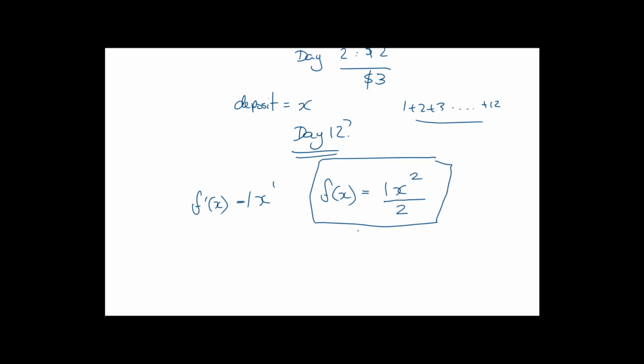Remember, X is the number of days. So therefore, the balance on day 12 is going to be 12 squared divided by 2, which is 144, divided by 2, which is $72. This might be a strange example, but there's a lot of things in life, and in nature, that really do follow that pattern. So every day it grows by a little bit more than before. That's when we would use integration.